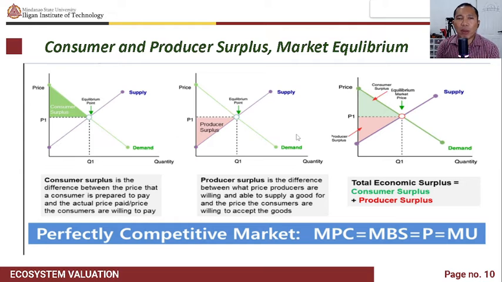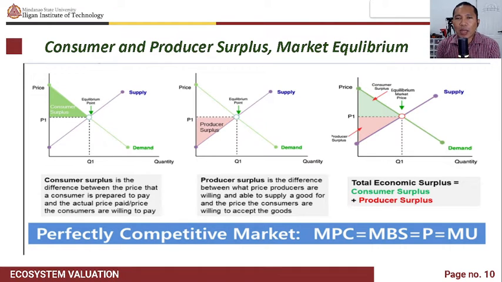In the middle, we have the producer surplus. This is the difference between the price that the producers are willing and able to supply a good for and the price the consumers actually pay. Let's have the reverse. For example, the entrance of the resort is 10 pesos. That's the amount that the owners are willing to accept, but people are willing to pay as much as 100 pesos. So the difference between the amount that consumers pay and the price that the producers are willing to accept constitutes the producer surplus.